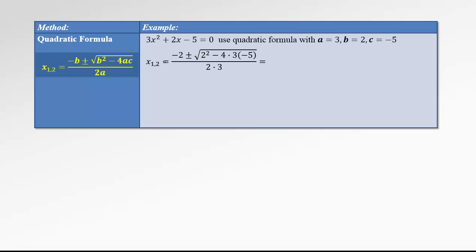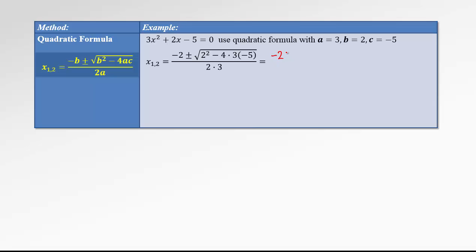Everything over, and here a little remark, don't be sloppy when drawing this division bar. It has to go over everything, not just the root or under the root. It is over everything together with the negative b. 2 times a, so 2 from the formula and a is 3. That's how we plug in information into our formula, and now we just simplify it.